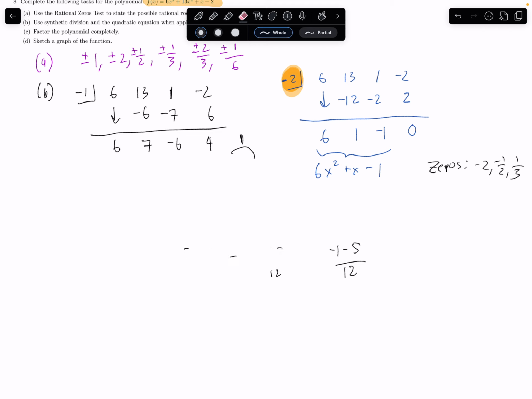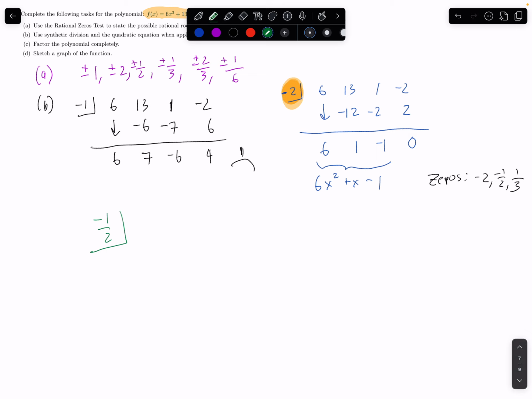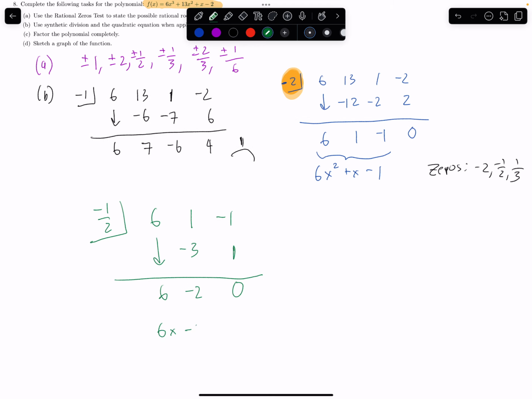Okay, so now I'm just going to run my synthetic division with this polynomial, and that's going to give me basically my answer. Watch how this works. I'm going to do it with -1/2 because that's the next zero in line, right? And here are my coefficients: 6, 1, -1. 6 comes down, times -1/2 is -3, plus 1 is -2, times -1/2 is +1, adding to 0. And so what I get is 6x minus 2.